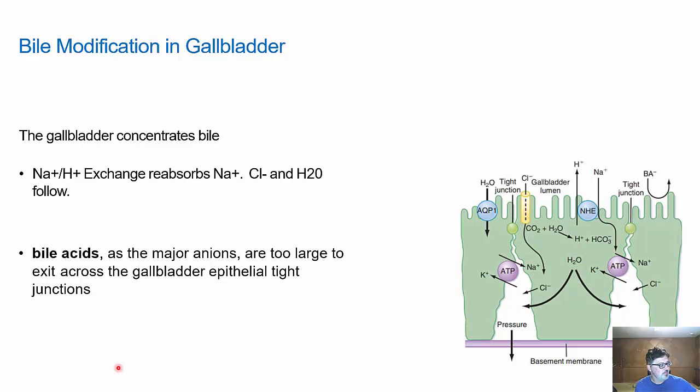All right, so as we're getting into the gallbladder, remember guys, the gallbladder concentrates the bile. We have the sodium hydrogen exchange that can reabsorb the sodium, and it's going to pull with it chloride and water. As for the bile salts and the bile acids themselves, they're too big. They won't be able to get pulled in, so they're going to be left here in that lumen, and they're not going to be reabsorbed. So by removing the sodium, the chloride and the water, leaving the bile acids in the lumen, that's going to allow us to concentrate the bile in the gallbladder.